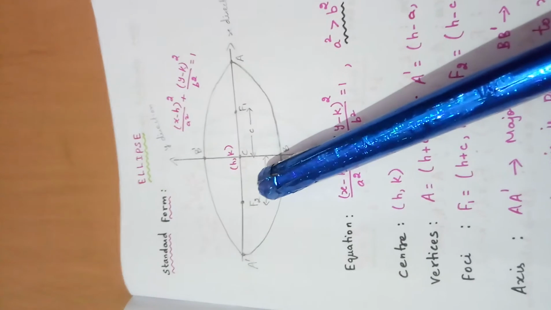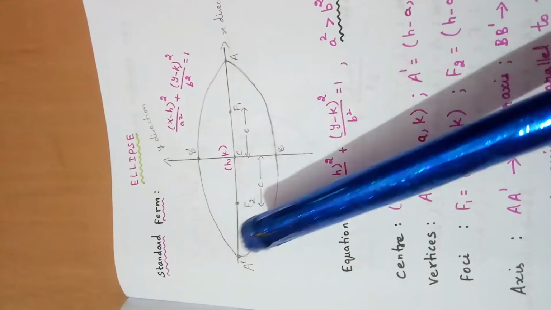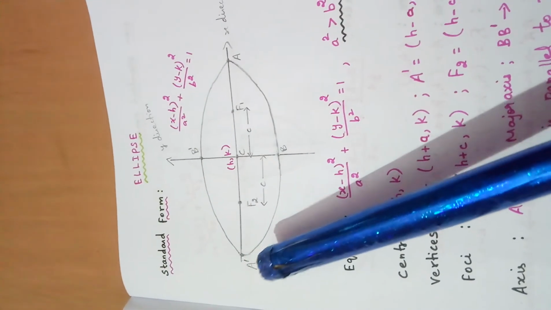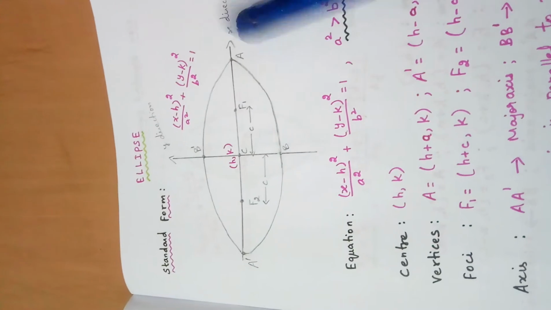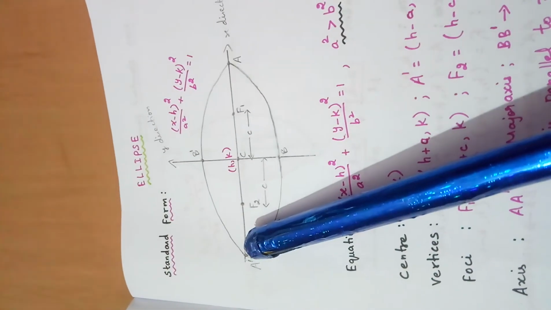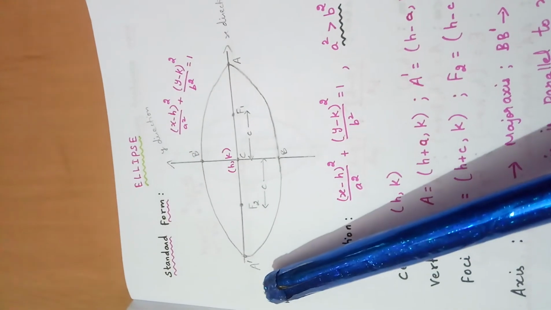So far what we have seen: C means center of the ellipse, F1 means focus 1, F2 means focus 2. And I have written other markings here, capital A and capital A dash. Capital A and capital A dash are called vertices of the ellipse. There are two vertices. A is one vertex, A dash is another vertex. So A and A dash are called what? Vertices.